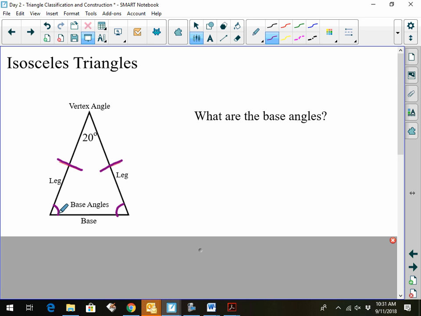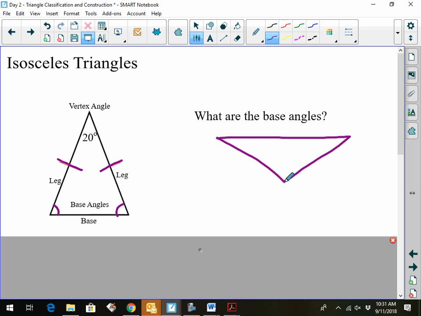And what do you notice about them? They appear to be congruent, and we'll look at more details to come. And then we have that vertex angle at the top. So for example, this vertex angle is 20 degrees, and notice how the vertex angle is between the two legs, the two congruent legs. So you could also draw an isosceles triangle that might look like this.